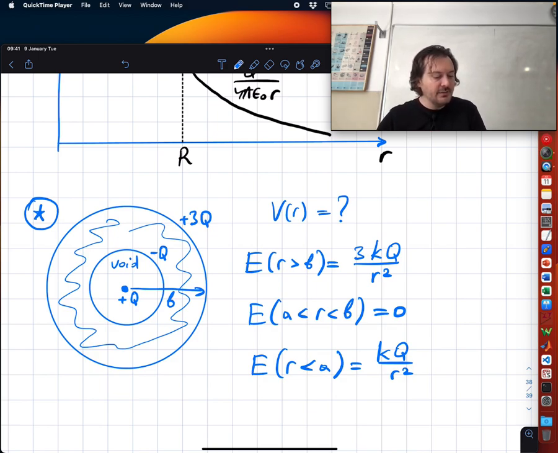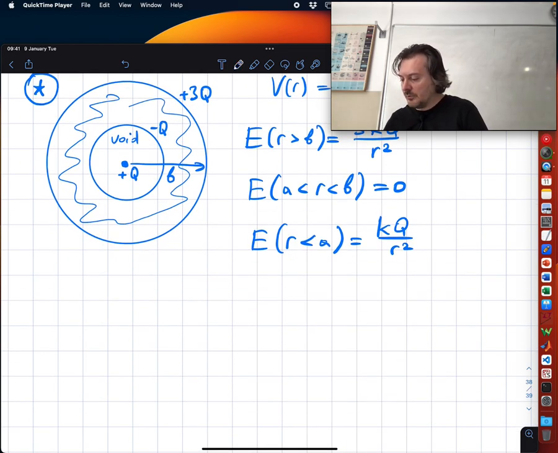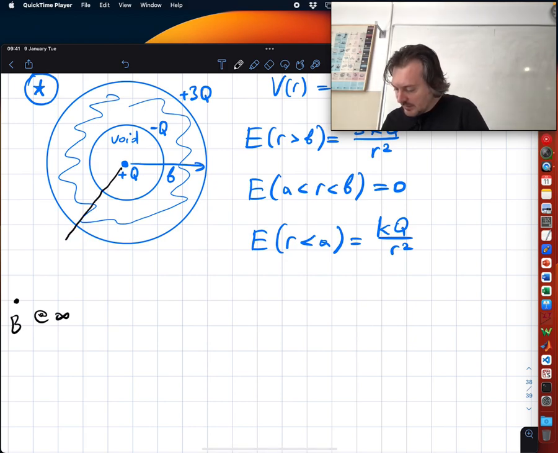So you basically start from the outside. Why? Because we defined V to be 0 at infinity. That's why you start from outside, because you want to do it with something that you already know. So your point B is again at infinity, and it is 0 potential over there. Let me call this A. You want to find the potential at a distance A.